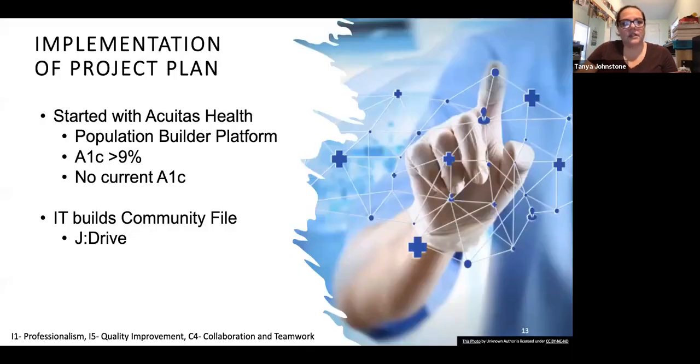So, the implementation of my project plan. Population Builder is a platform through Acutus Health by which the diabetic dashboard was built. The platform allowed me to gather data from the electronic health record and create a spreadsheet with demographic information of the patient population. The patients with an A1C of greater than 9 were gathered, and secondarily, I pulled patients that did not have an A1C in the current calendar year.